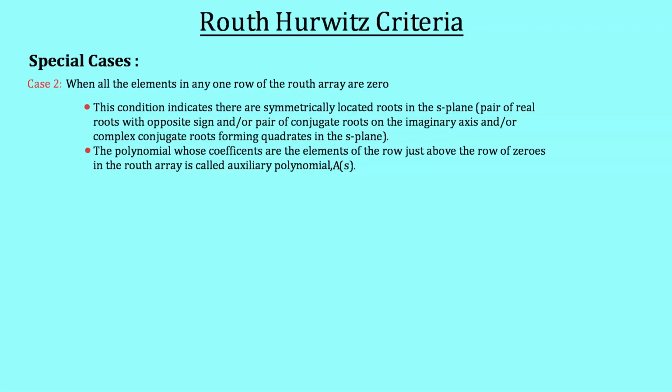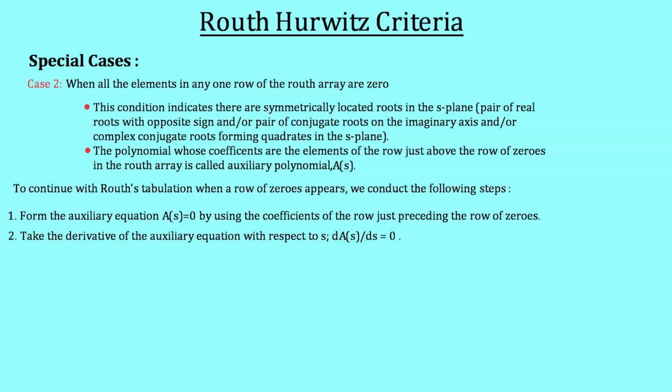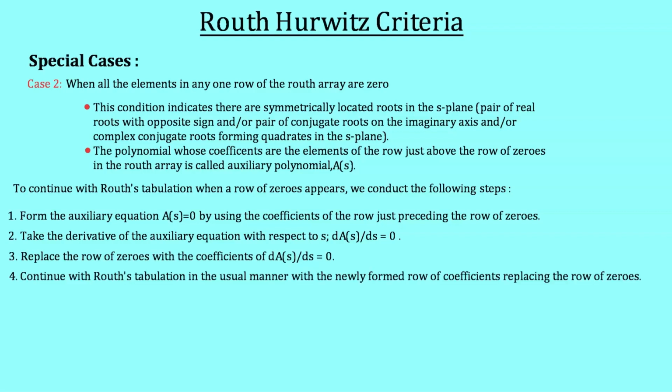There are a few steps one should follow to solve such cases. First, you have to form the auxiliary equation by using the coefficients of the row just preceding the row of zeros. After that, take the derivative of the auxiliary equation with respect to the Laplace variable s. Now, you have to replace the row of zeros with the coefficients of the derivative of the auxiliary equation. After that, you proceed the same as in a normal case.